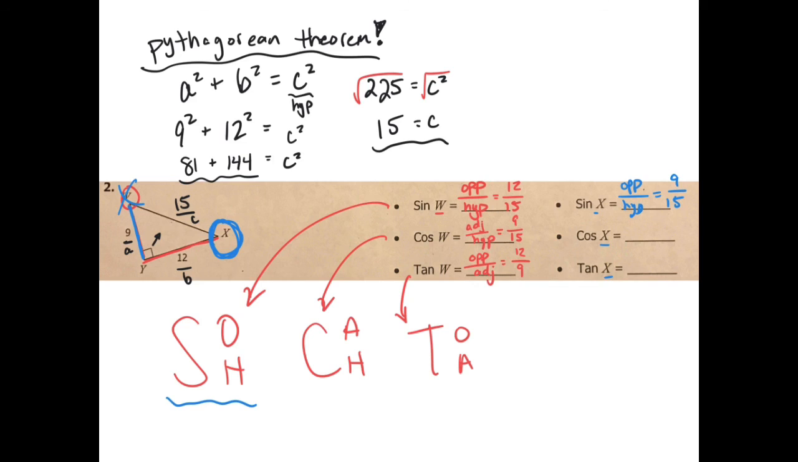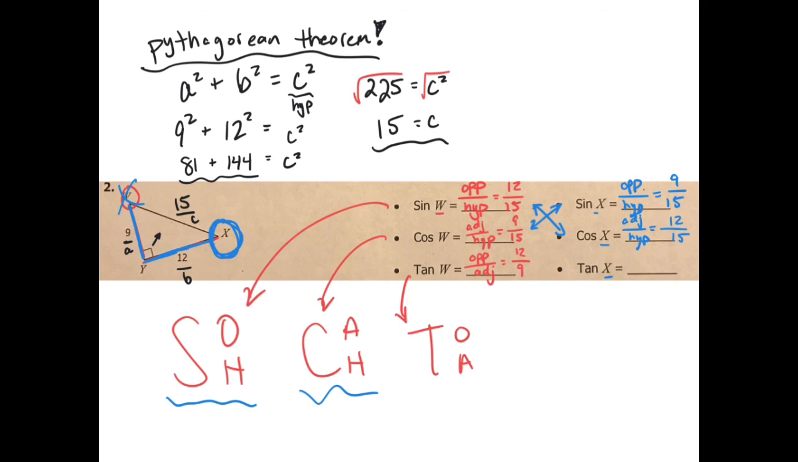And you might notice, hey, I knew that was going to happen because sine x is going to be the same thing as the cosine of W. True story. Well, if you use that logic, then you probably already know that cosine of x should be 12 over 15. We're going to check, but that shortcut says that cosine of x should be the same as sine of W. Let's check it, though. Cosine should be adjacent over hypotenuse. The adjacent of x, what's next to x, is 12, and the hypotenuse, okay, yeah. The shortcut checks out. It works.